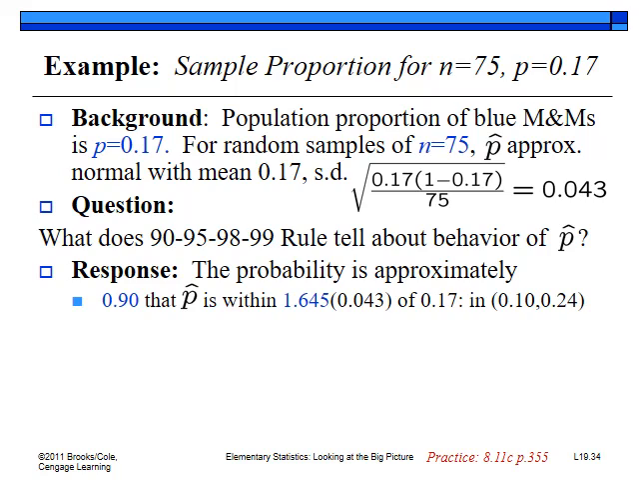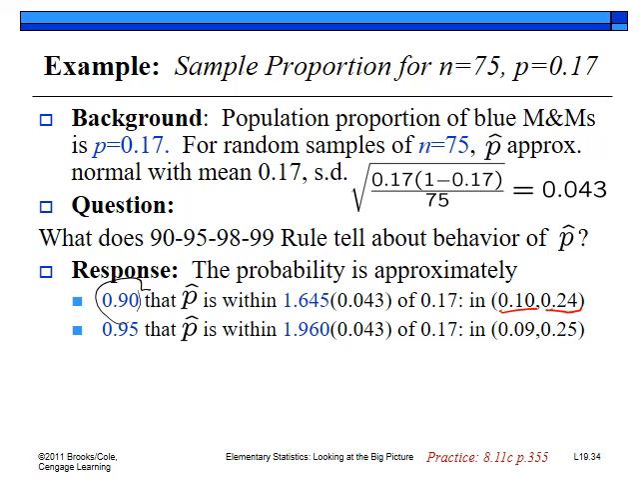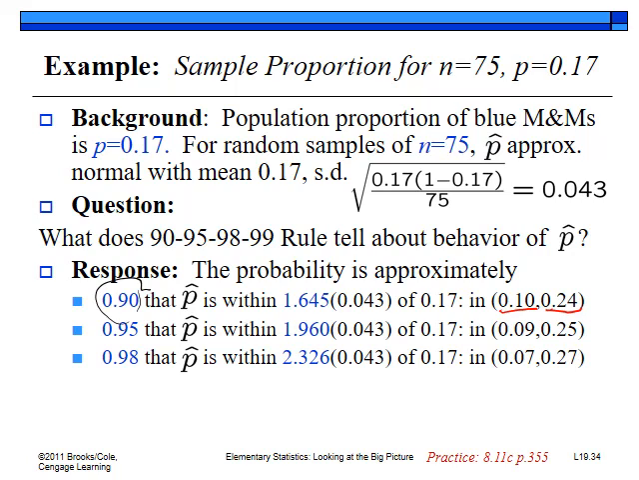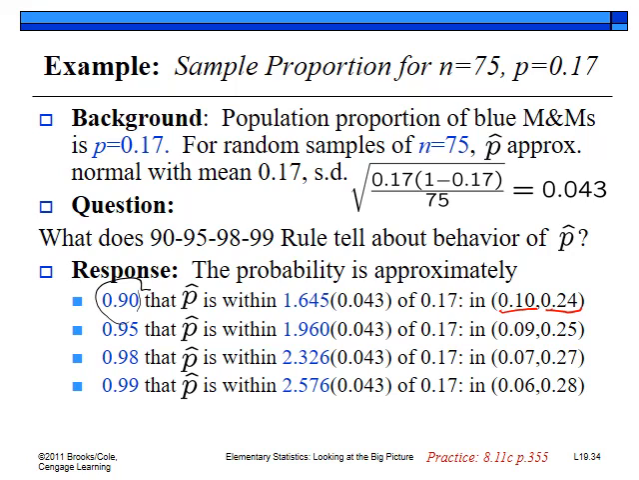So again, 90% of the time, that's this 90% over here, we would expect to see a sample that has a proportion between 10% and 24%. Similarly, 95% of the time, we should see a sample proportion between 9% and 25%. 98% of the time, our sample proportion should be between 7 and 27%. And 99% of the time, our sample proportion should be between 6% and 28%.